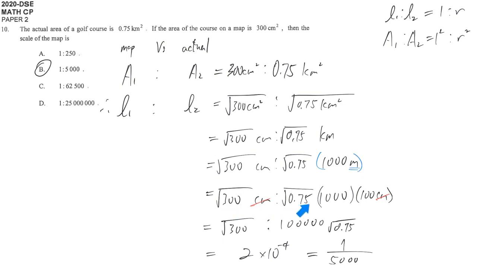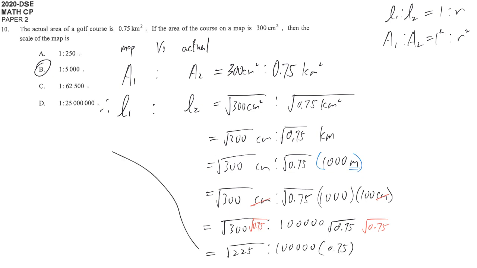But if you don't want to use a calculator, how can you simplify this one? You may try to multiply square root 0.75 on both sides. Because it's basically a fraction, if you multiply both sides by the same value, you won't change the value of the fraction or the ratio. And this gives you square root 225, which you can simplify, and then this will become 0.75. Therefore, it becomes 15 to 75000, and then dividing both sides by 15, we get 1 to 5,000.